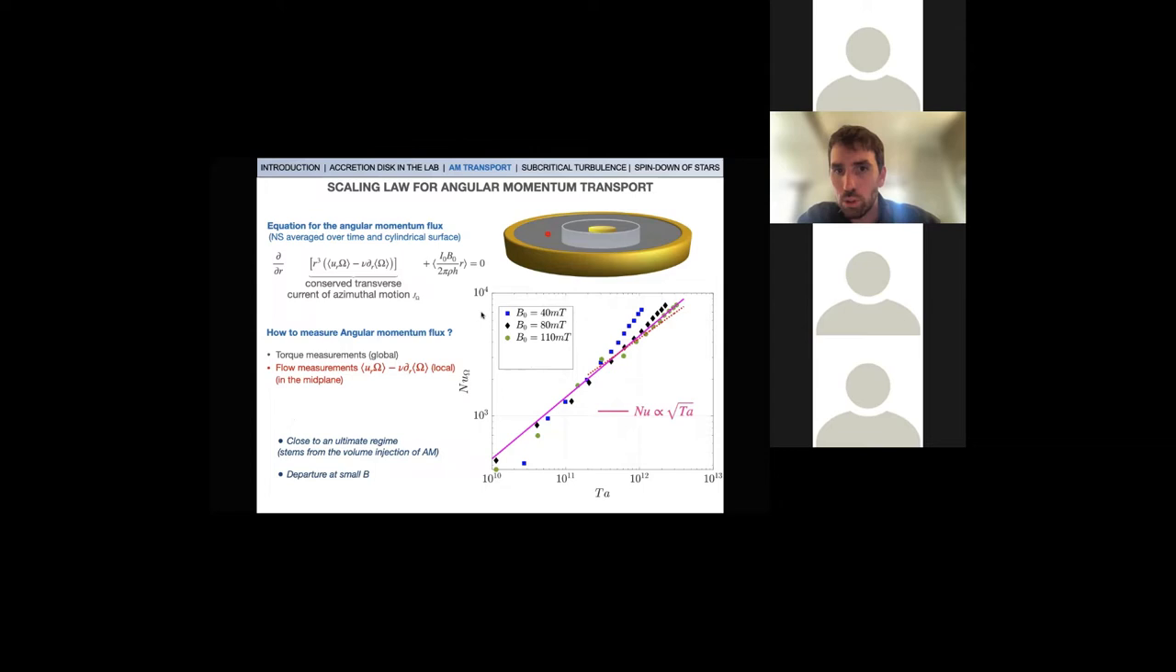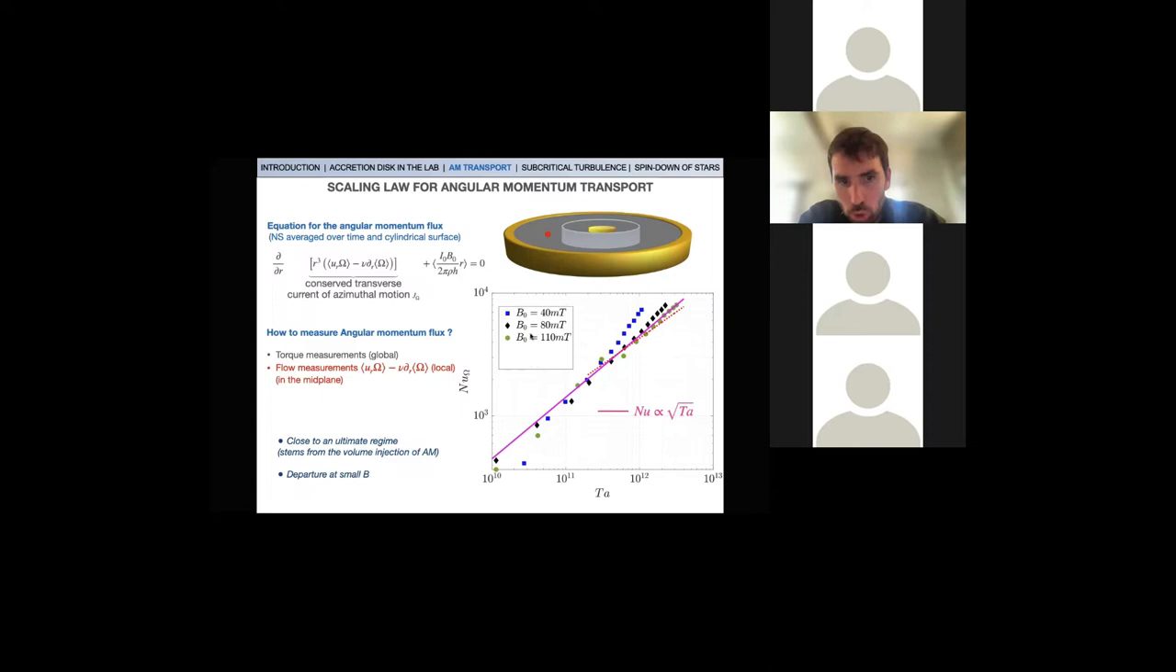So this is the Nusselt number as a function of the Taylor number. As you can see immediately, if you look at the green points, which are the results obtained for a strong magnetic field, you can see that now we're getting much closer to Kraichnan's prediction than before. The Kraichnan prediction is the pink line here. And you can see that it fits the green points very well. Not perfectly, but there is a nice agreement. So that's the first point. By injecting the angular momentum in volume, we can get much closer to Kraichnan's prediction.